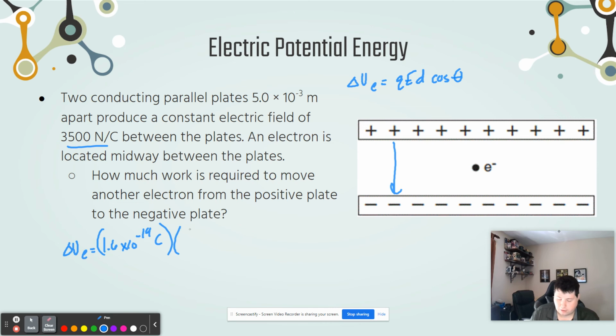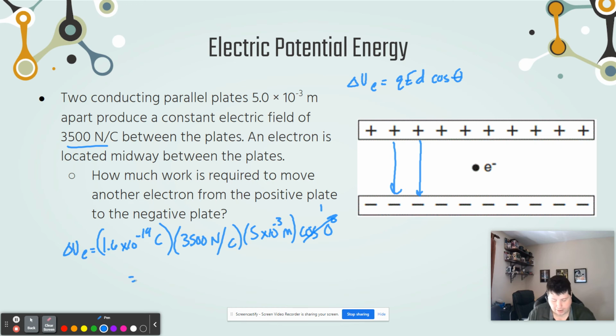Then E, the electric field, would be 3,500 newtons per coulomb. And then my distance would be the distance that I'm moving between the plates, 5 times 10 to the minus 3rd meters. And lastly, let's check the angle. If I'm moving the electron from the top to the bottom, that's in the exact same direction as the field. So this would be the cosine of 0 degrees, which we know is 1. And so that's not going to matter there at all.